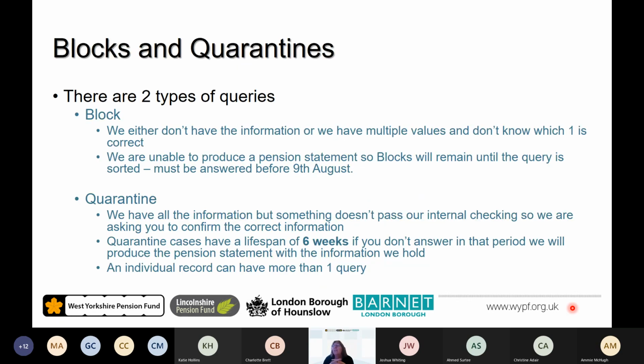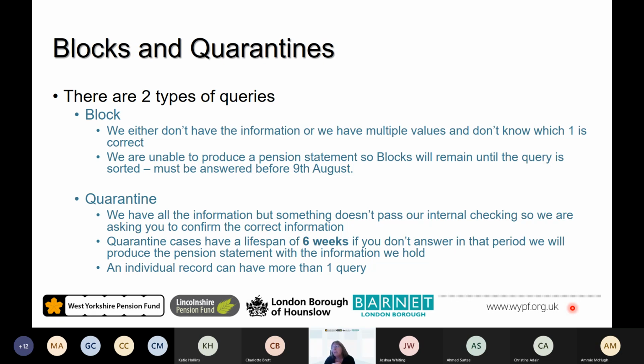Right, blocks and quarantines. There's the two types. One is the block, where we either don't have the right information or we've got multiple values of the information. So we may have 2 or 3 values of the final pensionable salary, and we don't know which one is correct. So we will be able to send that out to you.